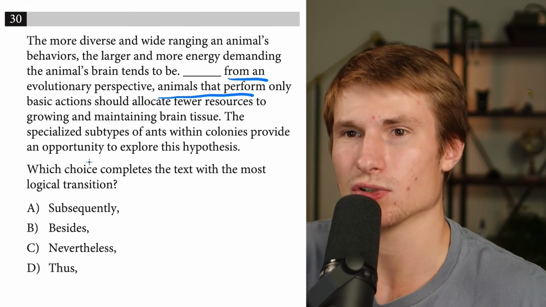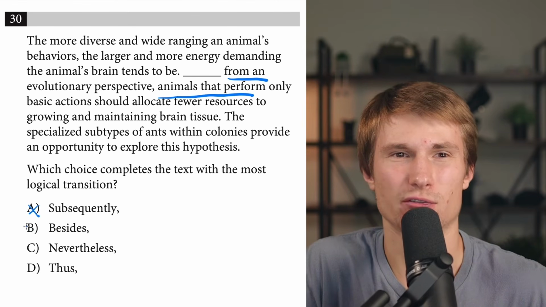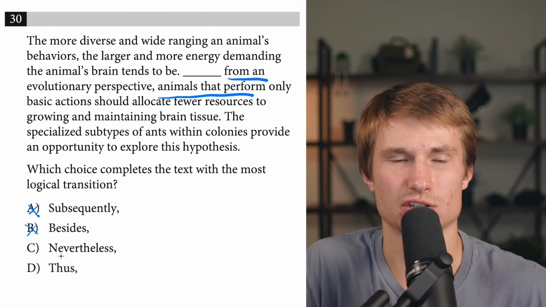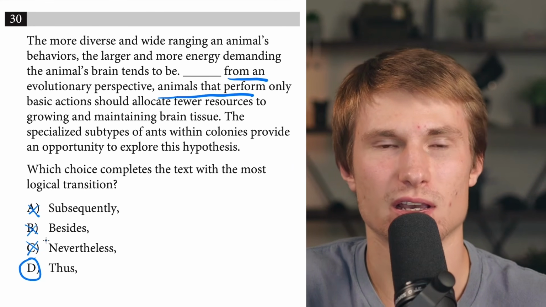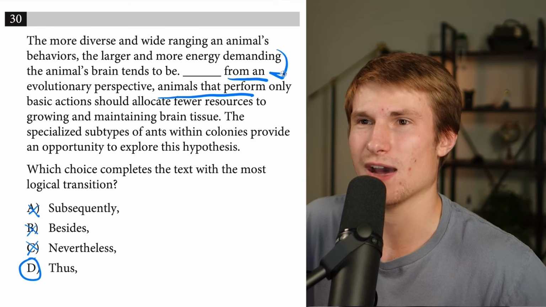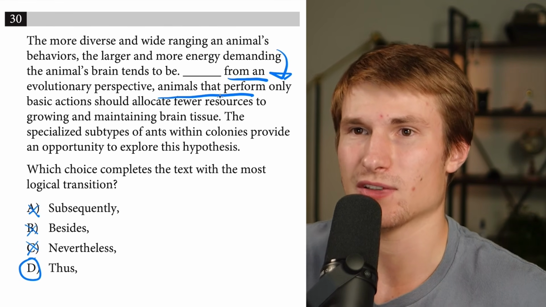So this is causal. So we got option A subsequently, which would be if something happened after something else, which isn't the case. We have besides, which it's not. This is a causal relationship. Nevertheless, it's not in spite of anything, so that would make sense. And then we have thus. Okay, so because of what came before, thus what came after, which makes perfect sense here when we describe the evolutionary perspective that would make this make sense.